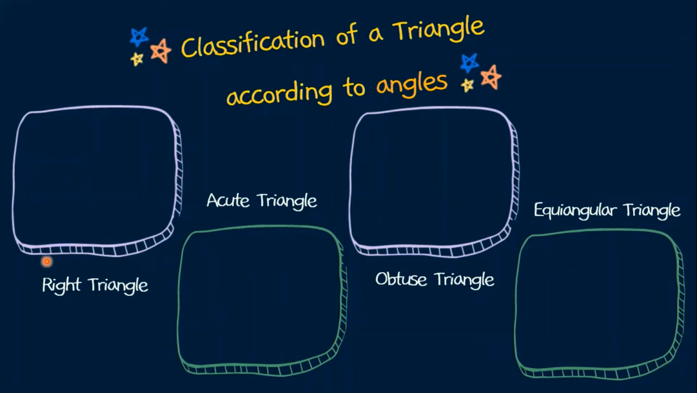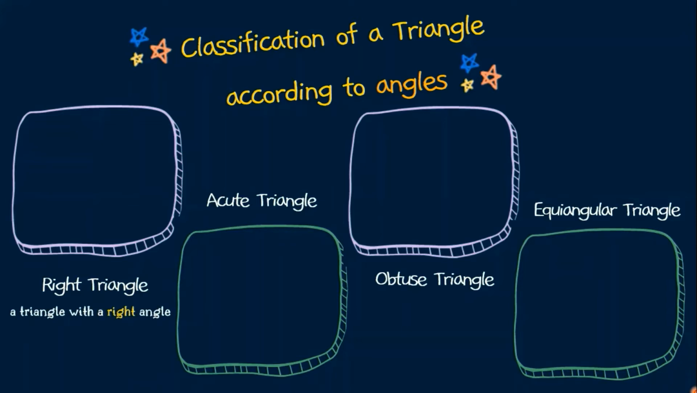Kapag right angle, this is an angle that measures exactly 90 degrees. Ang acute angle naman, these are angles that measure less than 90 degrees. And then obtuse, it measures more than 90 degrees. Applying these classifications of angles into a triangle, mag-focus muna tayo sa right triangle.